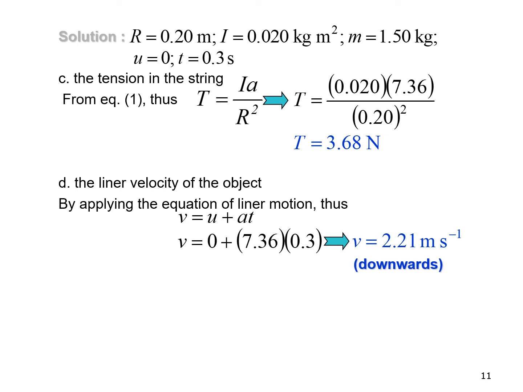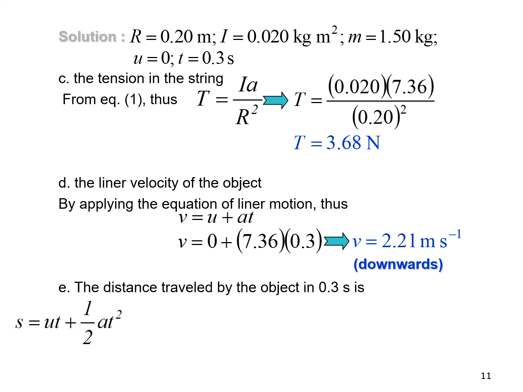And then for the distance traveled, we also use the equation of linear motion, ut plus 1 over 2 at square. Since u is 0, we will end up with half at square only. Solve this, and we will end up with the final answer 0.331 meter. So that's all for this subtopic. Have a nice day.